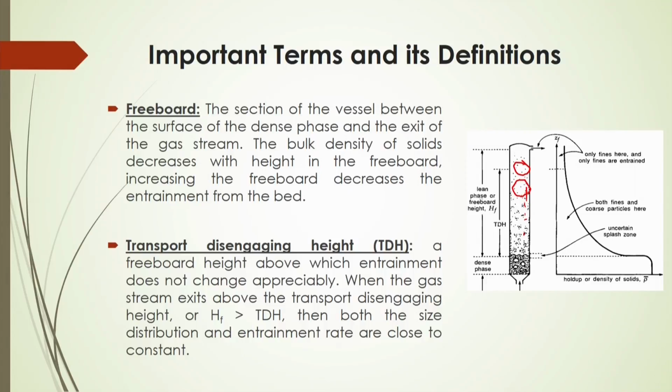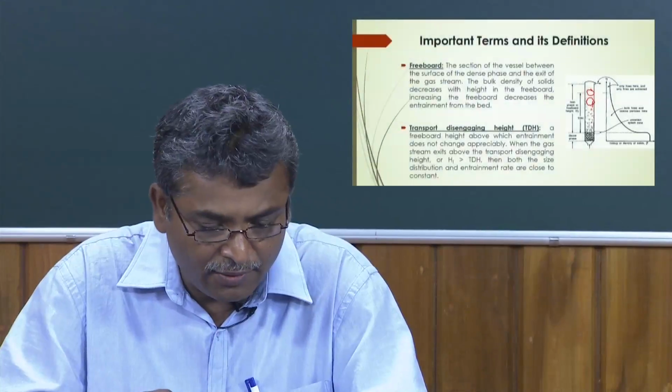When the gas stream exits above the transport disengagement height, that means HF, the height of the fluidized freeboard, is greater than the transport disengagement height, then both the size distribution and the entrainment rate are close to constant. That means uniform, very fine particles will be there in the freeboard.